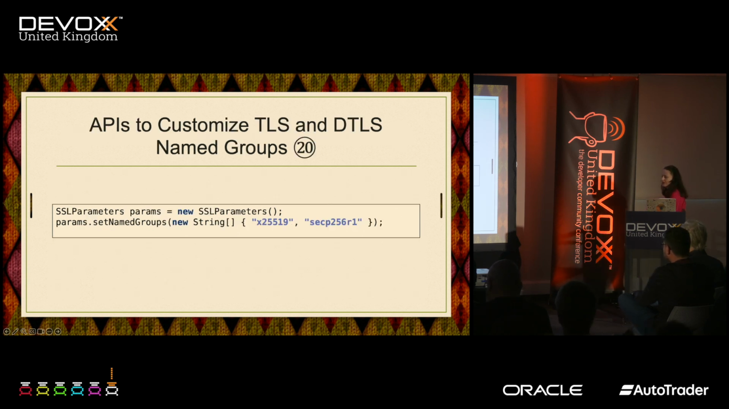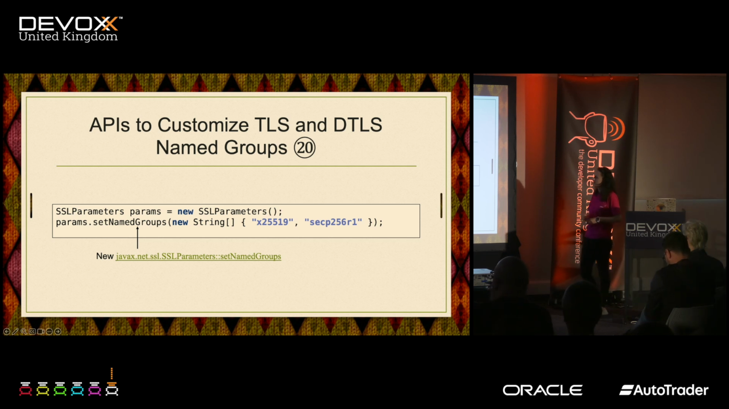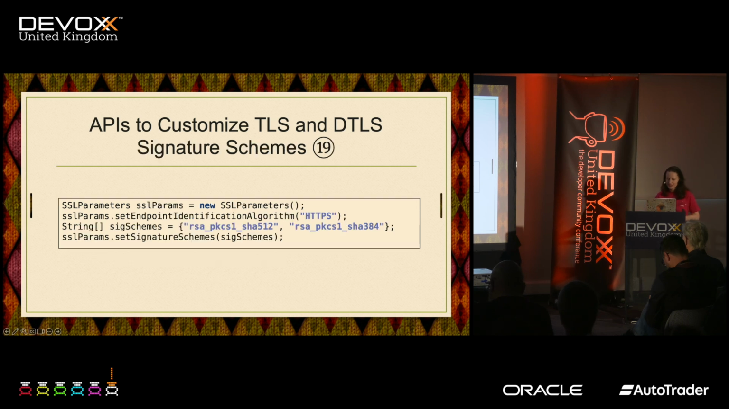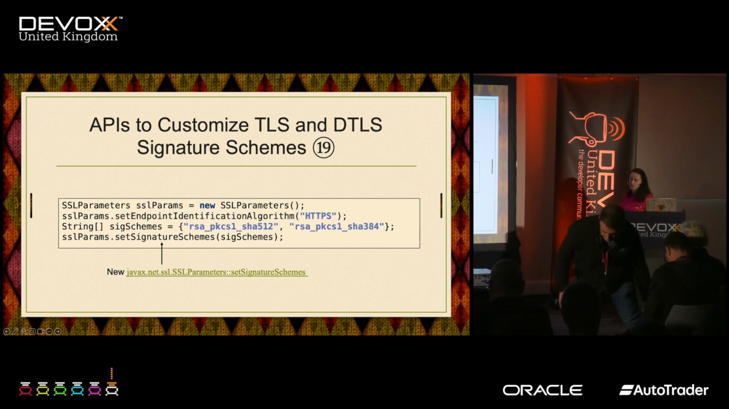Moreover, there is a way now to customize TLS and DTLS named groups. So if you want to restrict the named groups that your application is using in TLS handshakes, you can do that now with a set of methods providing access through SSLParameters via setNamedGroups. And of course, there's also a getNamedGroups associated with that. There's also a way to customize TLS and DTLS signature schemes. Now there's a setSignatureSchemes and a getSignatureSchemes available in the API's SSLParameters as well, starting with JDK 19.